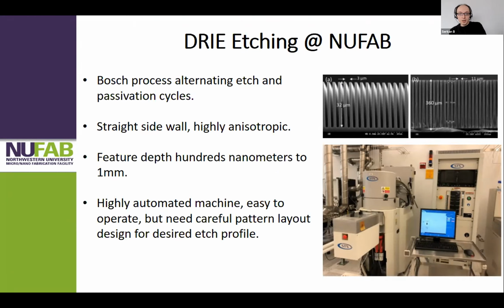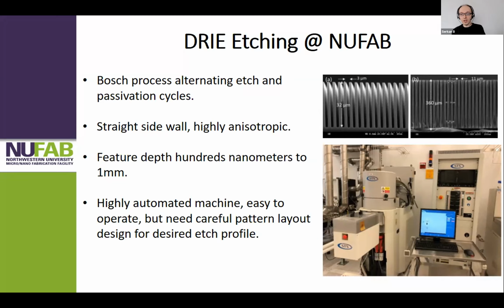All right. Now, NUFAB's deep RIE, you can see it here on the screen on the image. It has this famous Bosch process, which is alternating etch and passivation cycles. It costs a lot of money to have this license, so we will be very happy if you come and use it. What happens is that it etches for a certain amount of time using fluorine chemistry in the chamber with ICP coupling, and then we passivate the edges of the features with some sort of Teflon coating. Then we switch back to the etch process.